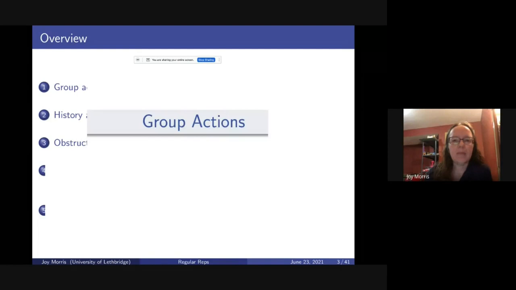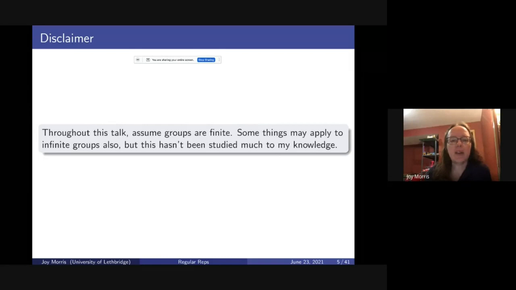So beginning with group actions. First of all, I want to make sure that I mention at the start that you should assume throughout this talk that the groups I'm using are finite. Some of the results may apply to infinite groups as well, but as far as I know, the situation for infinite groups and Cayley graphs on infinite groups hasn't been studied much.